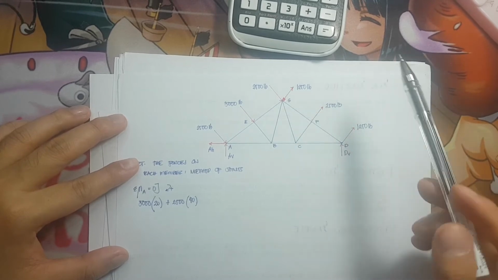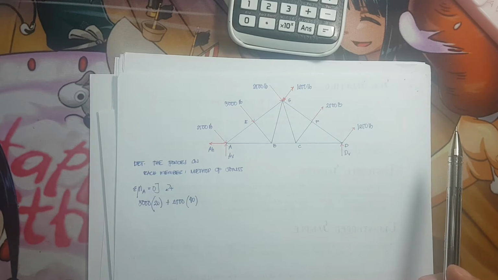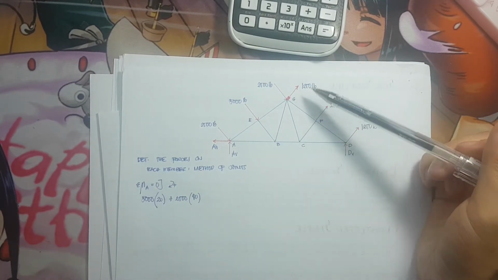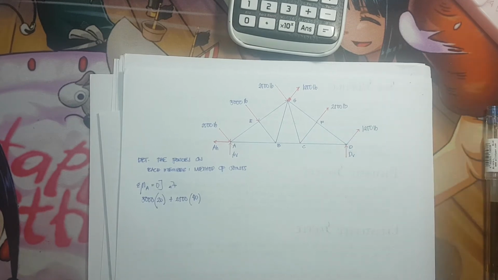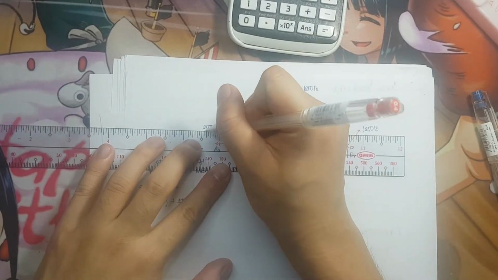Now for 2,500 and 1,250, it is not the same as 40 and 20. So what we're going to do is to determine the vertical and horizontal distances. So why not get their horizontal and vertical components.